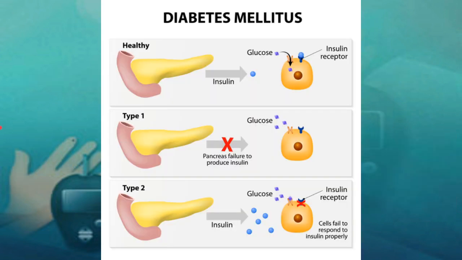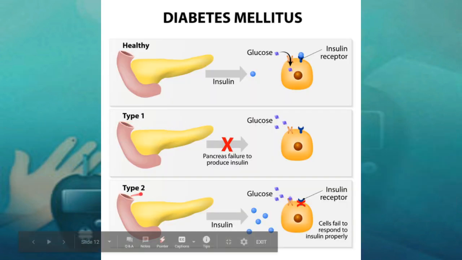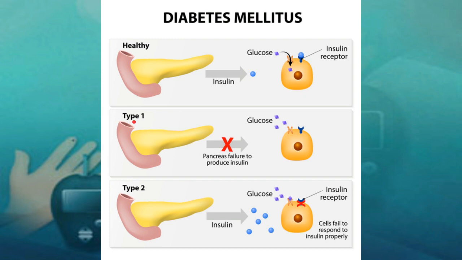Now let's have a quick recap of type 1 and type 2 diabetes mellitus. In type 1 diabetes mellitus, if you remember, it is basically autoimmune mediated and idiopathic, and because of the autoimmune disease, there is destruction of the beta cells of the pancreas. This causes failure of the secretion of insulin by the pancreas, and so the blood glucose level increases.